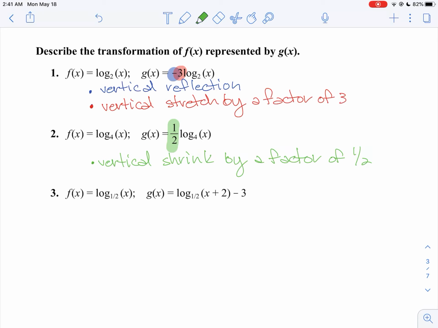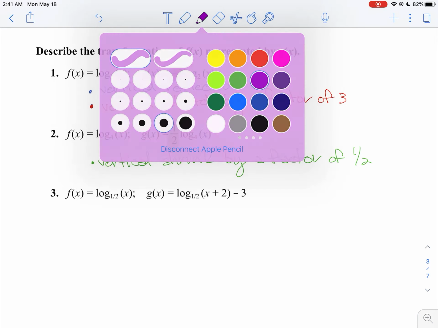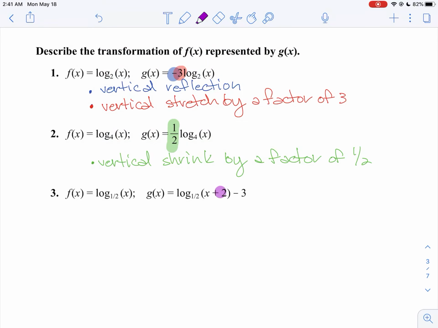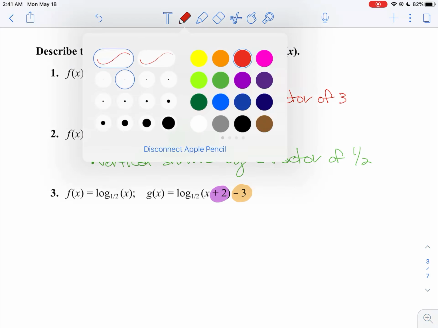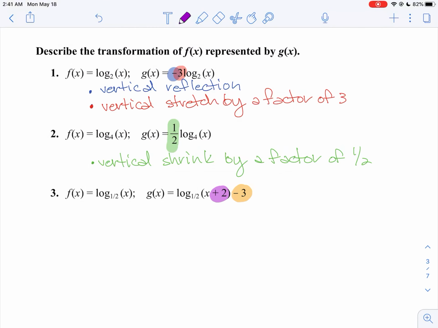And then finally for number 3, we've got this +2 inside. We've also got this -3 outside. That +2 on the inside is in the H spot, and remember it should be a minus sign, so this is actually minus a -2. That's what made it a positive. So because that value of H, -2, is less than 0, this is actually moving left.